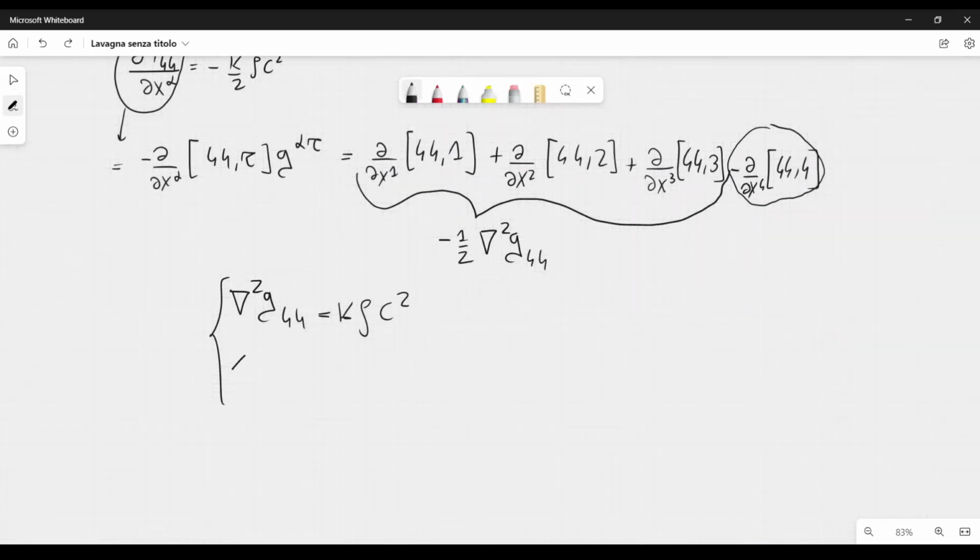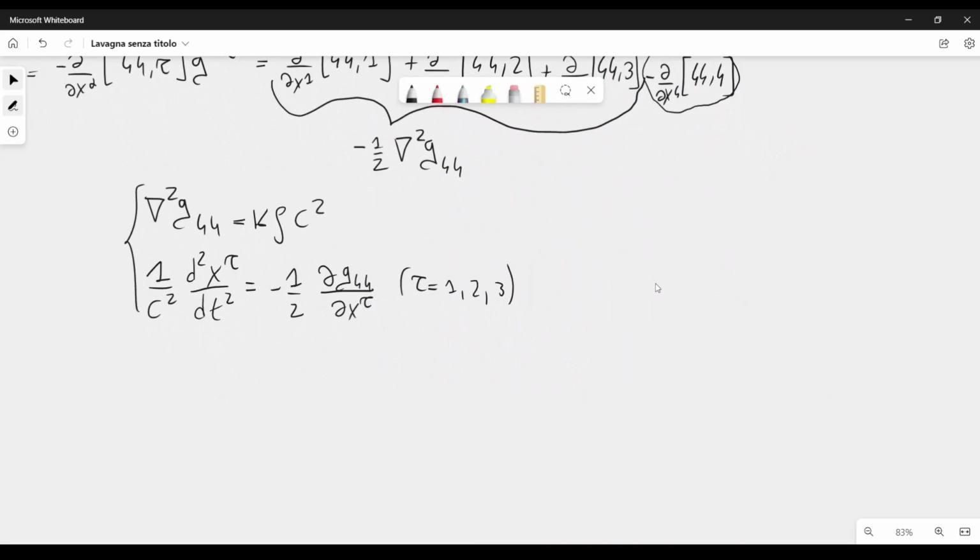We can rewrite that as 1 over c squared d squared x tau dt squared, simply because ds squared is c squared dt squared. Remember that we are in a special relativity case, or approximately in the special relativity case, and this is equal to minus 1/2 dg44 with respect to x tau. And in this case, tau is either 1, 2, or 3.